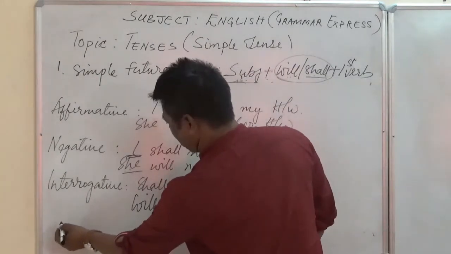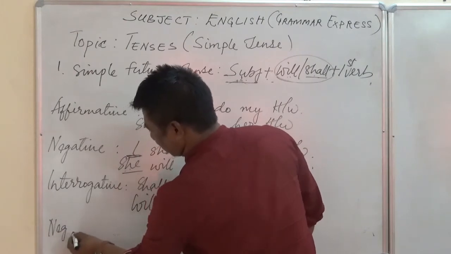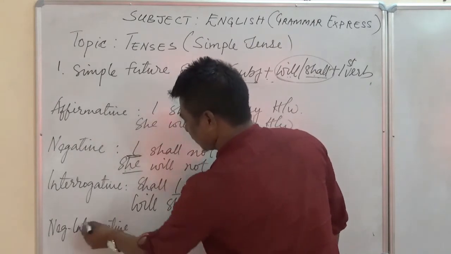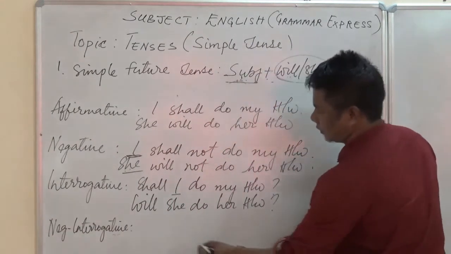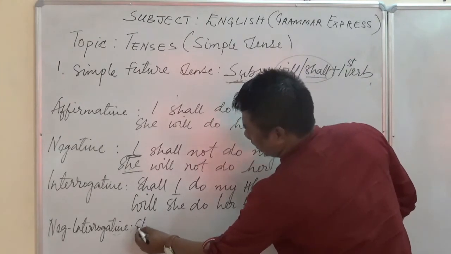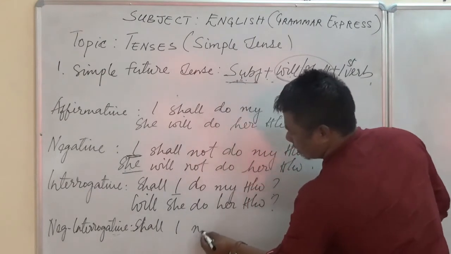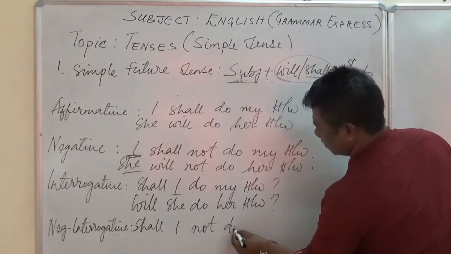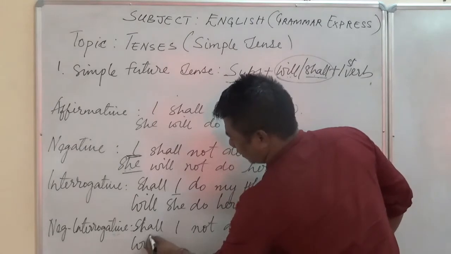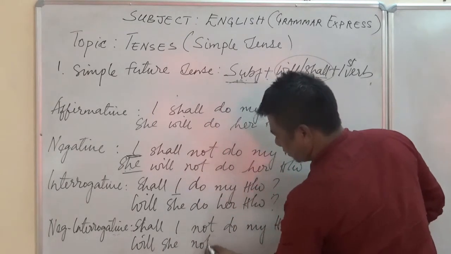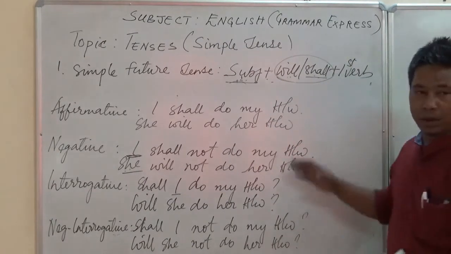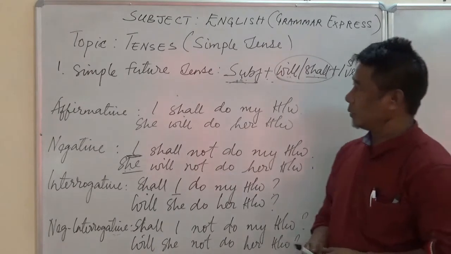And then the last one, negative interrogative. Shall I not do my homework? Or will she not do her homework? Okay, so these are the different kinds of sentences in simple future tense.